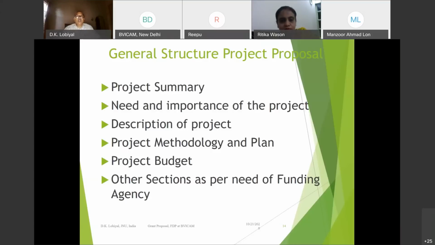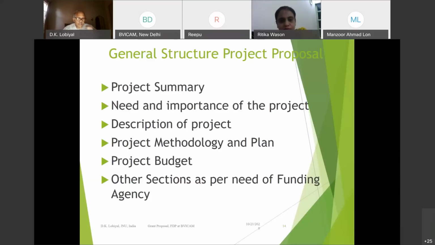Then your project methodology or plan, as I said, is a key component, and it must come in writing here as well. So you write that methodology and plan, and then your project budget is very, very important.